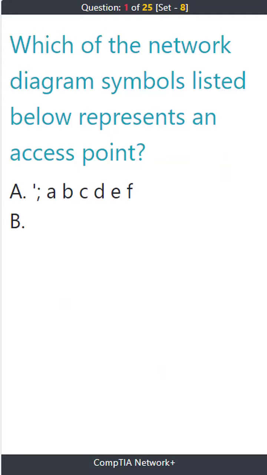Question 1. Which of the network diagram symbols listed below represents an access point? A. A, B, C, D, E, F. B.